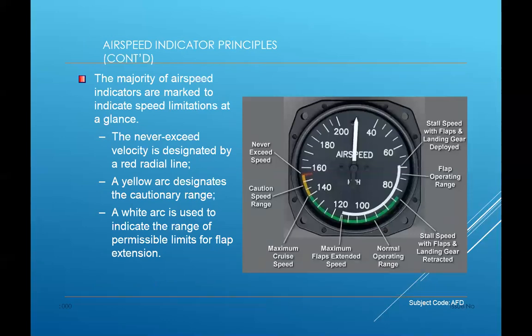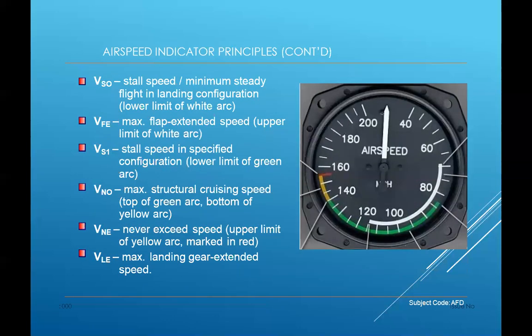The majority of airspeed indicators are marked to indicate speed limitations at a glance. The never exceed velocity is designated by a radial line. A yellow arc designates the cautionary range. A white arc is used to indicate the range of permissible limit for flap extension. These are the terms used in the airspeed indicator principle.